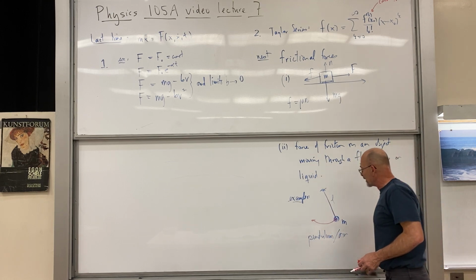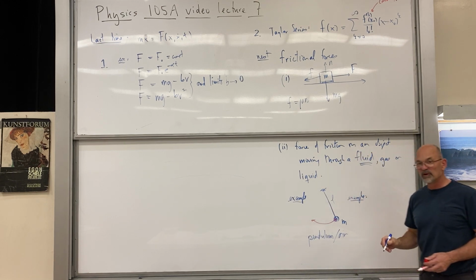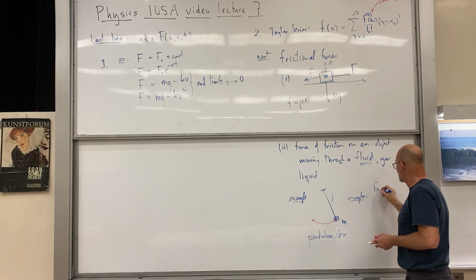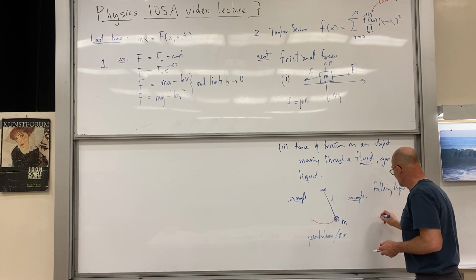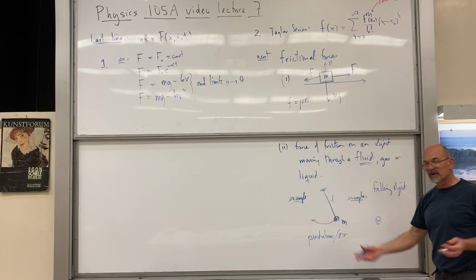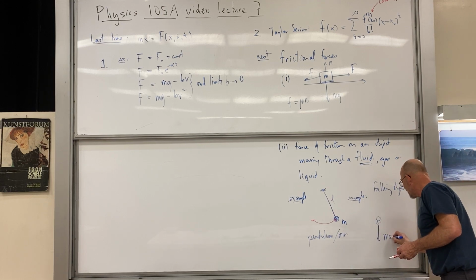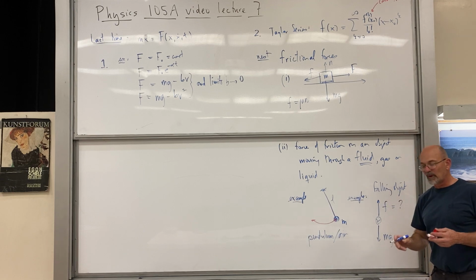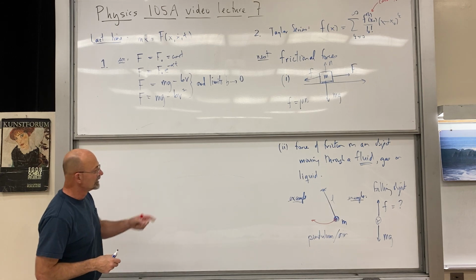And another example, more in line with the ones we've done, is a falling object. Say it's a tennis ball, and we're going to drop it through the air. Then we have mg here, and then we have F. I'm just going to write F equals question mark right there. So what kind of a frictional force is that going to be?